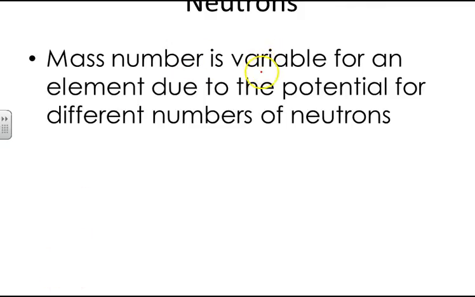Mass numbers are variable. While a given element is always going to have a constant atomic number, mass number can change. And that's due to the potential to have different numbers of neutrons. Every atom of an element does not have the same number of neutrons.